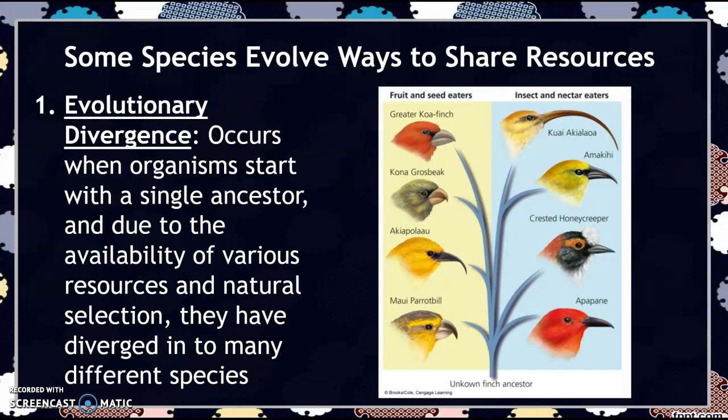The other major topic here is evolutionary divergence. And this occurs when organisms start with a single ancestor, and due to the availability of various resources and natural selection, they've diverged into many different species.